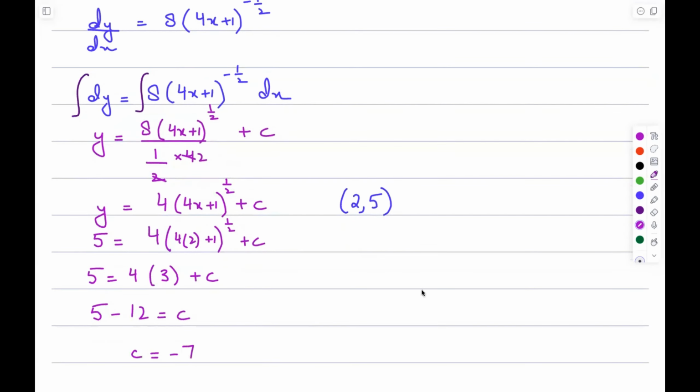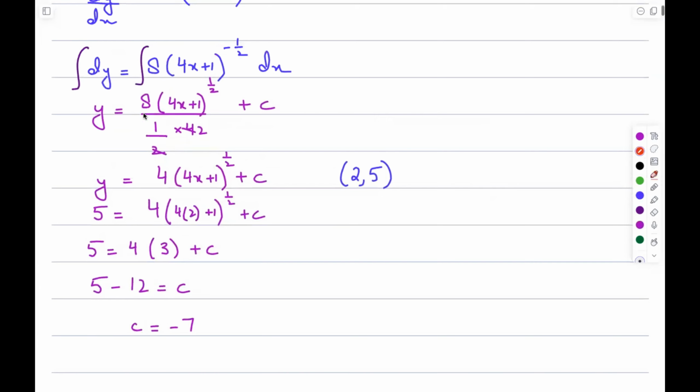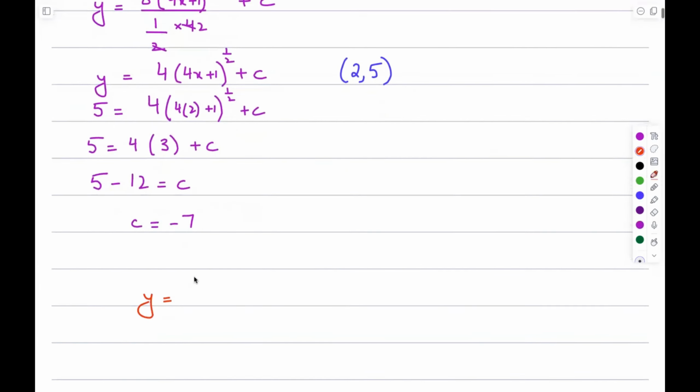Once we have the value of c, which is minus 7, now we can write the final equation as y equals 4 into (4x plus 1) to the power 1 upon 2 minus 7.